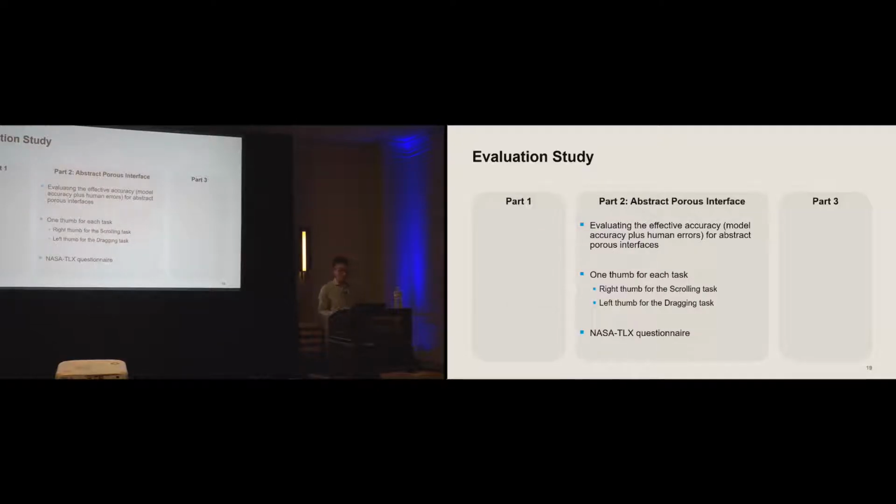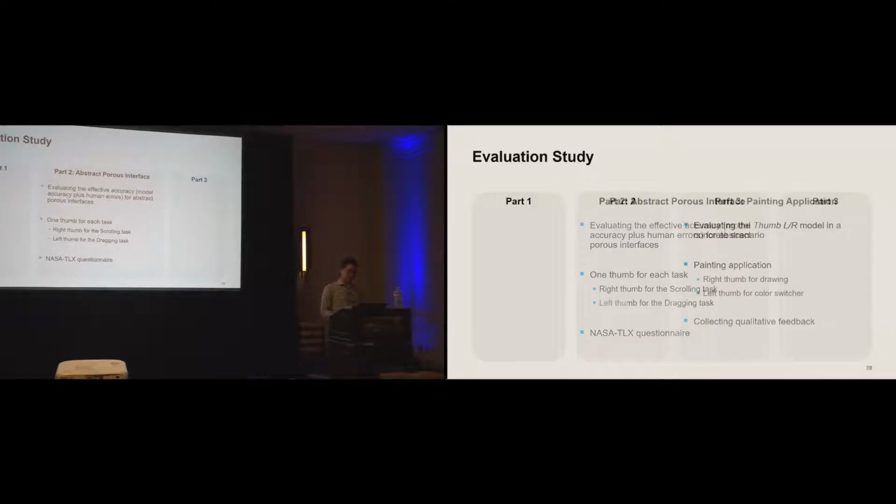And in the second part of the study, participants used our porous user interface in which they solved a dragging task with the left thumb and a scrolling task with the right thumb. Our implementation used the model so that any classification error is directly visible to the user so that we can evaluate their reaction. And we evaluated the effective accuracy of the porous user interface, including the model as well as the human error. Basically, a human error occurred when the users used the wrong thumb for a given task.